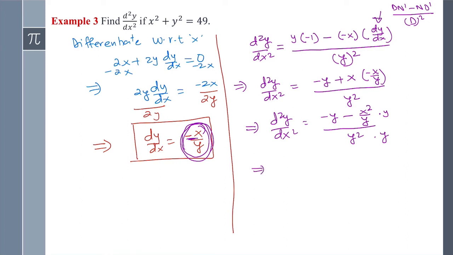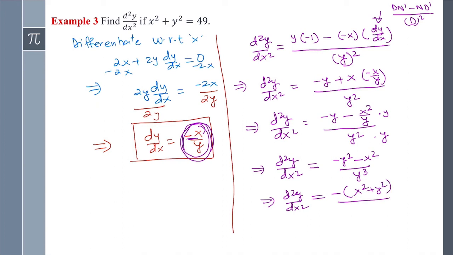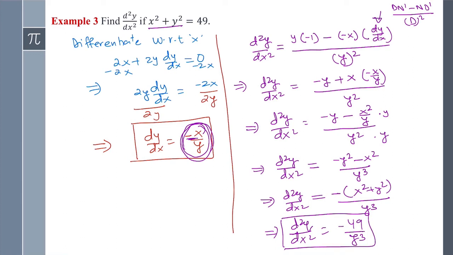So this gives us d2y over dx2 equals, when you multiply by y, we get negative y squared minus x squared over y cubed. So what we can do here is factor out that negative, so that gives us x squared plus y squared over y cubed, and then x squared plus y squared is 49, because x squared plus y squared is 49, so this is negative 49 divided by y cubed, and that is the second derivative.